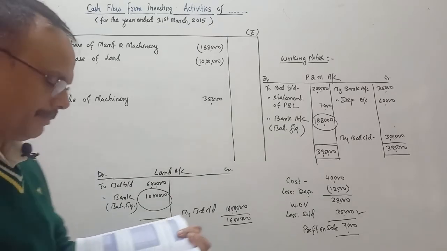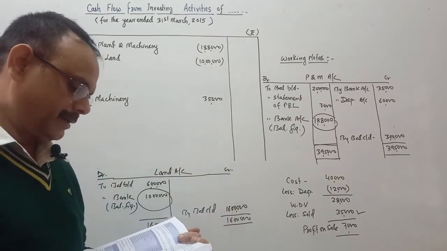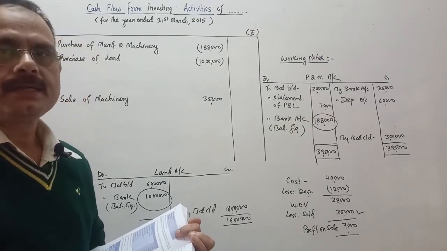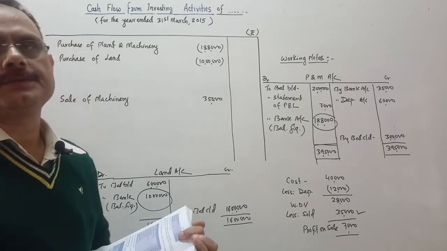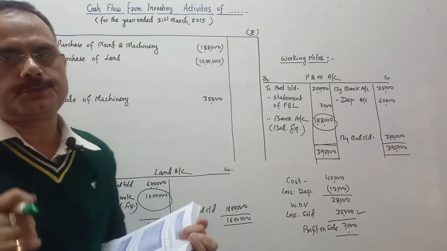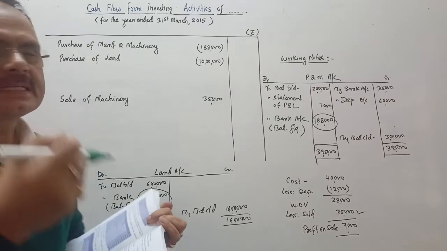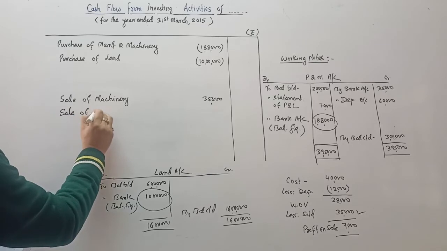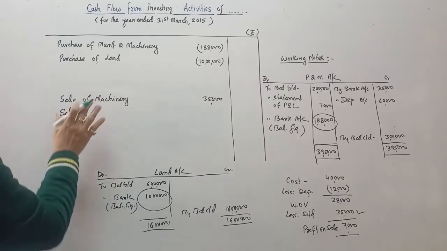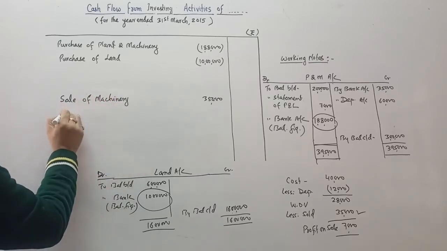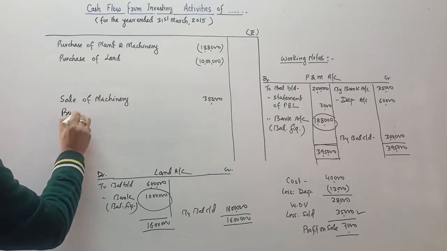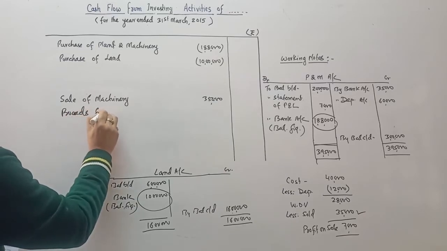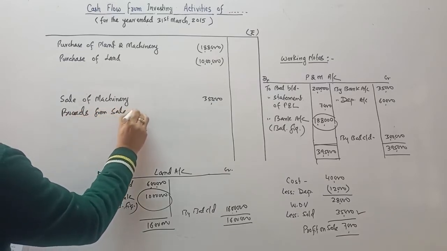Next is the 10% long-term investment. Last year it was 4 lakhs and this year it is 2,50,000. So the investment is reduced. Investment reduced means there is a sale of investment. You may write this way: proceeds received from sale of investment.